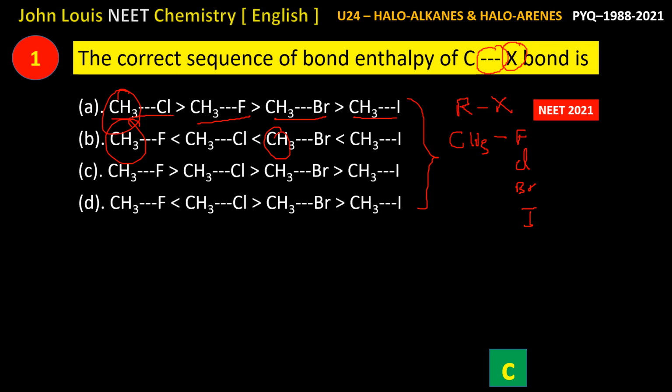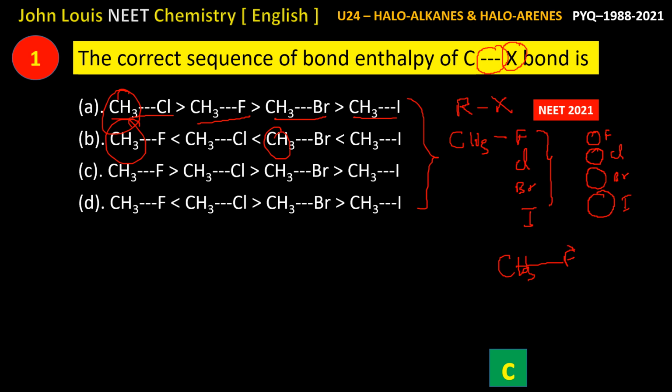See, all these halogens belong to the 17th group of the periodic table. As we go down the periodic table, the atomic size increases. So fluorine is the smallest, and chlorine is bigger than that, and bromine is bigger than that, and iodine is the biggest. So this is fluorine, this is chlorine, this is bromine and iodine. So as we go down, the size increases. When the size increases, what will happen? The bond length will increase.